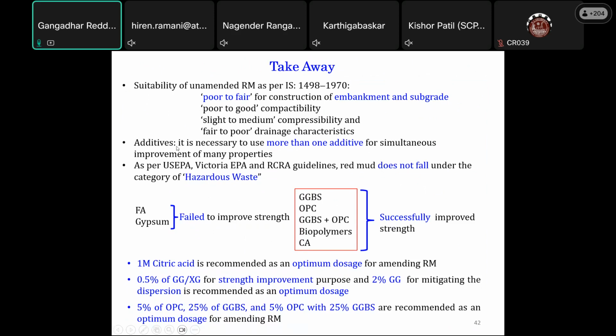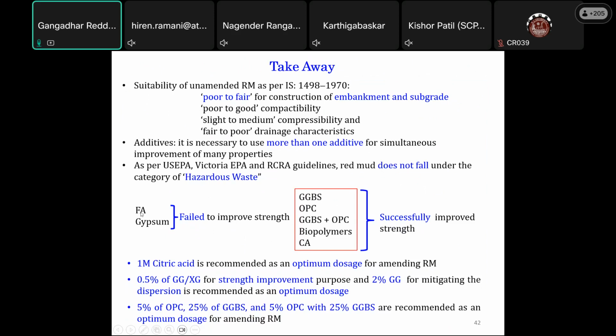Okay, so as I said, one single additive cannot make much impact on the stabilization characteristics of the red mud, but we can use two or three together so that we can improve the strength of the red mud as well.